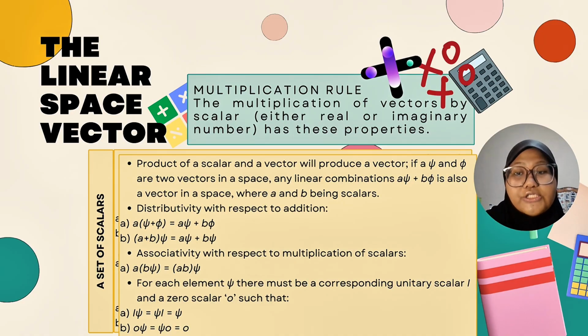For the associativity with respect to multiplication of scalars, I will give you an example. When a is multiplied with b phi, it will also equal ab in a bracket multiplied with phi. For each element psi, there must be a corresponding unit scalar and a zero scalar, such that 1 multiplied by psi equals psi, and when psi is multiplied with 0, it will equal 0.